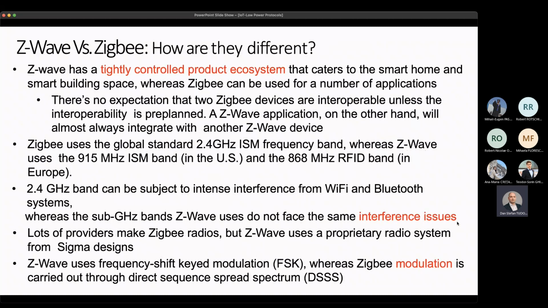Z-Wave uses a proprietary radio system design, so there is only one company that actually manufactures these designs, whereas there are multiple providers for ZigBee radios. And as a communication method for modulation, Z-Wave uses FSK, frequency shift keying, whereas modulation for ZigBee is through direct sequence spread spectrum, DSSS.